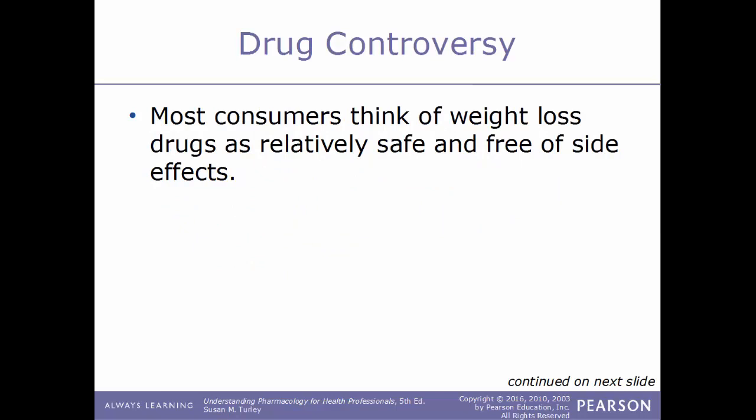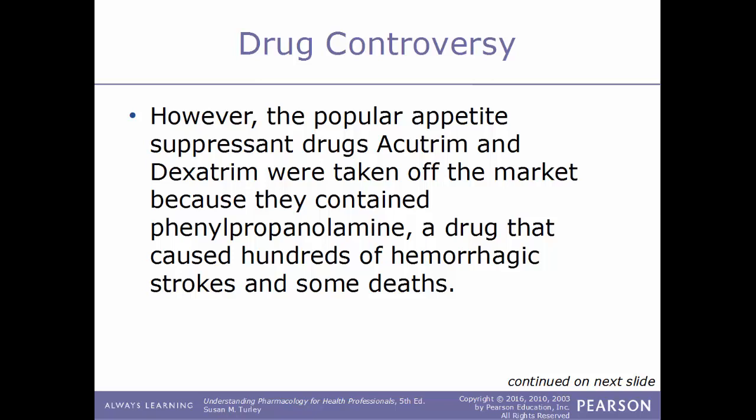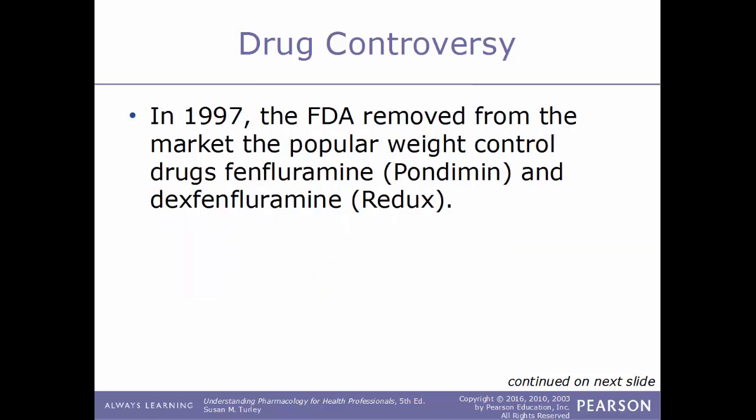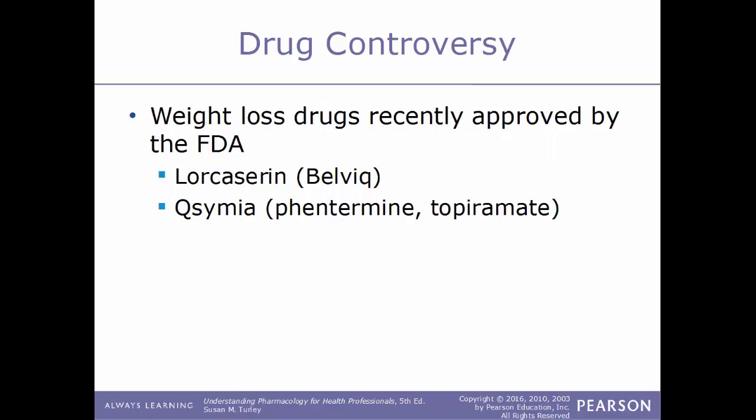Now, most consumers think of weight loss drugs as relatively safe and free of side effects, but that's not always the case. The popular appetite suppressant drugs Acutrim and Dexatrim were taken off of the market because they contained phenylpropanolamine, which is a drug that caused hundreds of hemorrhagic strokes and even some deaths. In 1997, the FDA removed from the market the popular weight control drugs Pondimin and Redux. So the weight loss drugs that have been recently approved by the FDA include Belviq and Qsymia.